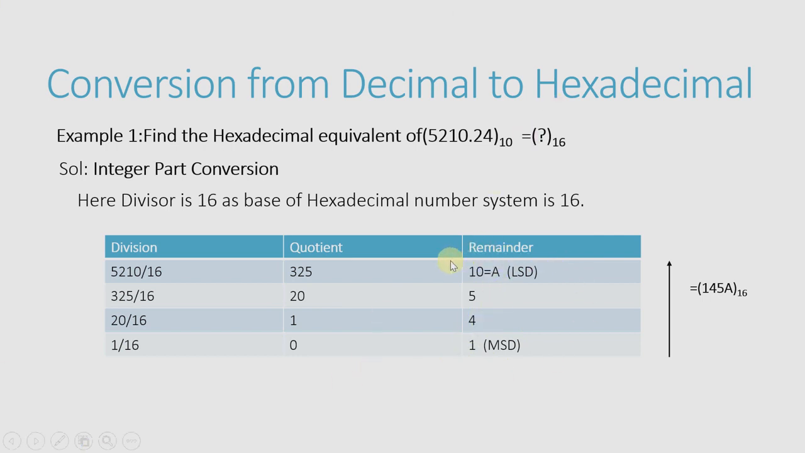Now how to write the remainder part? Again from the downward to upward direction. So we just write it in the form of 1 4 5. Instead of writing 10, we will write A. So this you have to remember, especially in hexadecimal, that you do not have to write 10. Whenever 10 occurs, you have to write A. Whenever 11 occurs, you have to write the symbol B. So here we have 145A. So here we convert the decimal into hexadecimal, the integer part only.